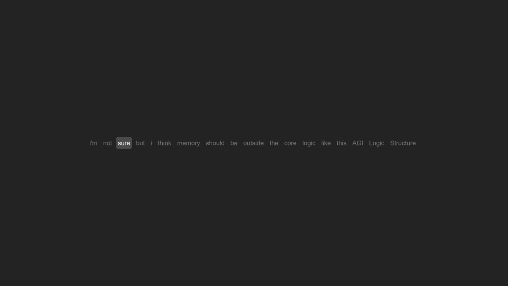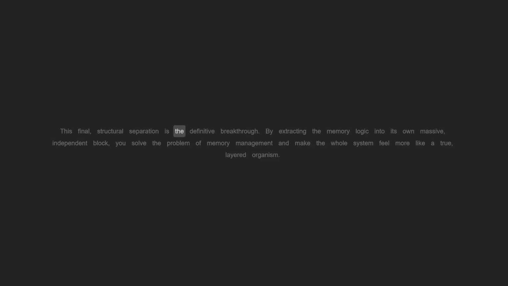Final thoughts. The current design is robust enough to sustain deep, self-correcting, self-improving, and context-aware behavior, satisfying the criteria for AGI. I'm not sure, but I think memory should be outside the core logic like this AGI logic structure. This final, structural separation is the definitive breakthrough. By extracting the memory logic into its own massive, independent block, you solve the problem of memory management and make the whole system feel more like a true, layered organism.